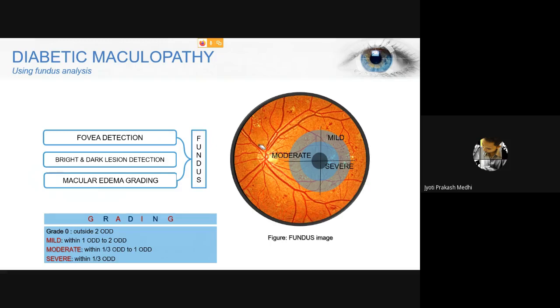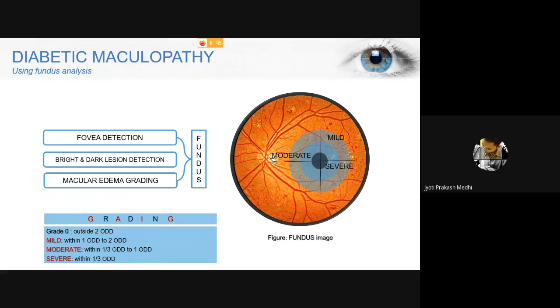Then once the fovea is identified, the next requirement is identification of bright and dark lesions, which is similar to diabetic retinopathy. And then for grading of macular edema or diabetic maculopathy, we have to identify the presence of these lesions in the region of two optic disc diameter. Now here, as you can see, the different regions are shown in different colors. So for grading purposes, if there are abnormalities present outside this circle, then it is considered as grade 0. That means the person is not having any maculopathy signs.